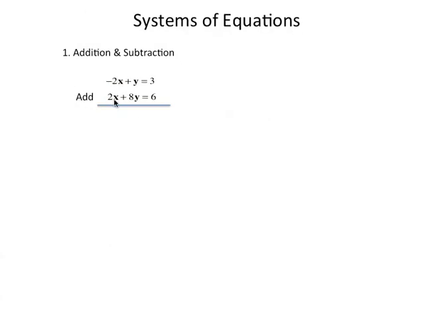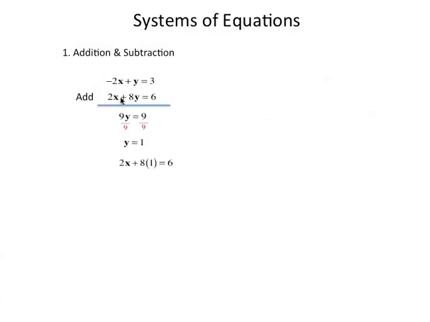So the negative 2x added to the 2x gives us 0. The y added to the 8y gives us 9y. The 3 added to the 6 gives us 9. Then if we divide both sides by 9, you get y is equal to 1. All right, we can feed that back into either equation. It doesn't matter which one.